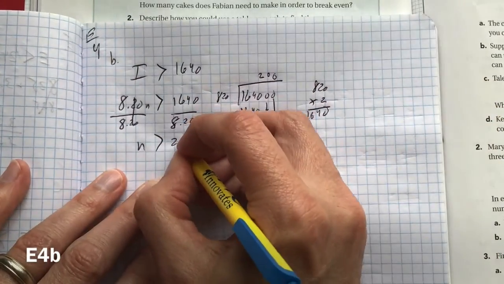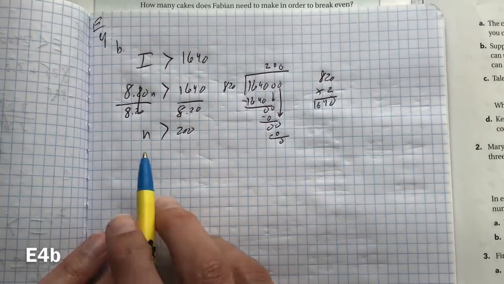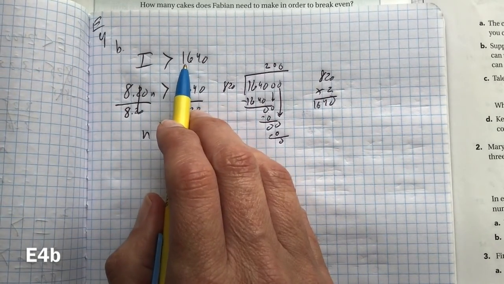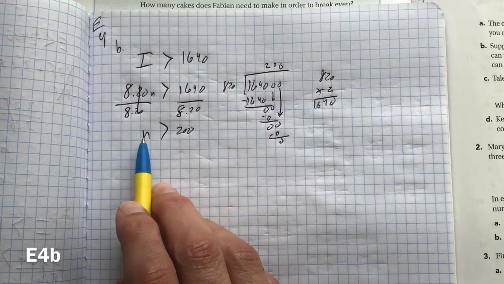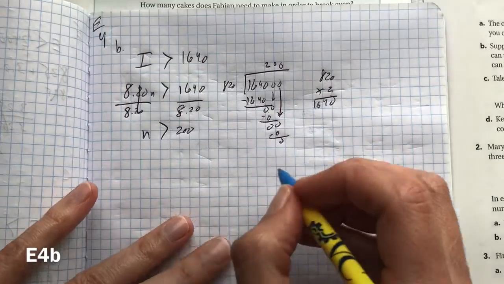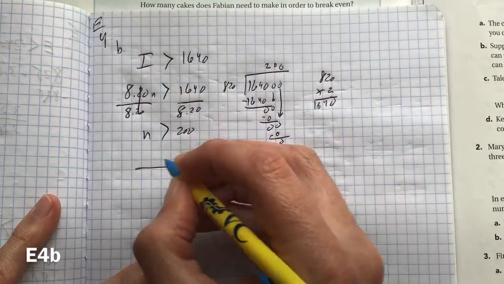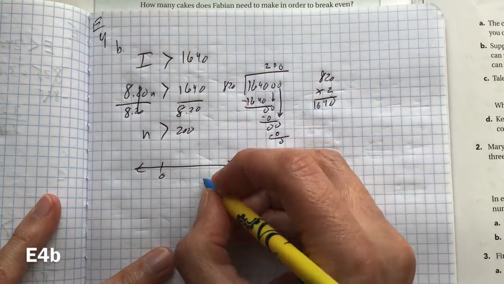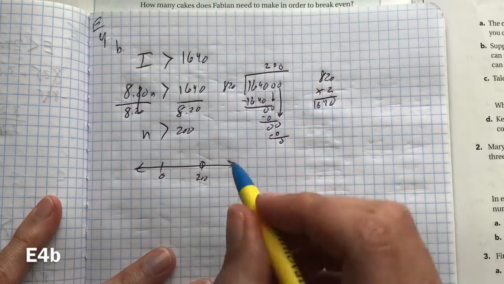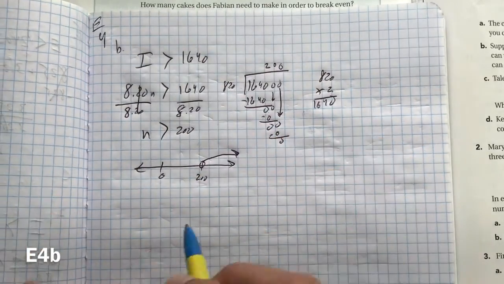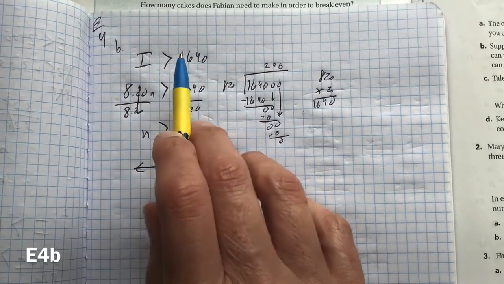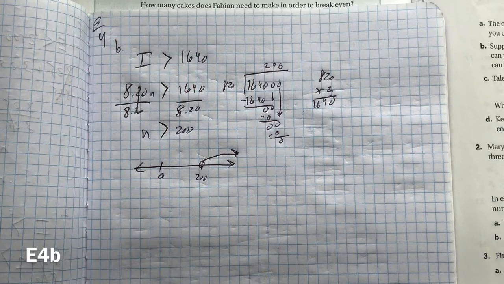So it turns out that in this case, for income to be greater than $1,640, the number of cakes they need to sell is greater than 200. So for a number line to graph on that, in this case, remember we have got our 0 here and our 200 here. It's going to be an open circle. And this one's pointing to the right. And we can just continue to go on that way. So any cakes numbering greater than 200, their income will be greater than 1,600 for sure.